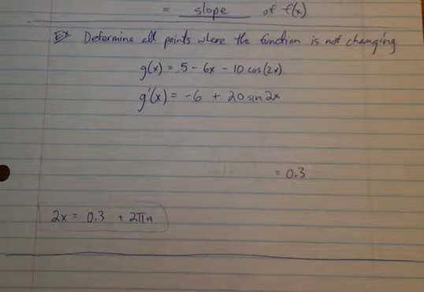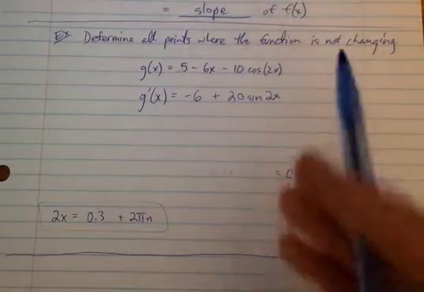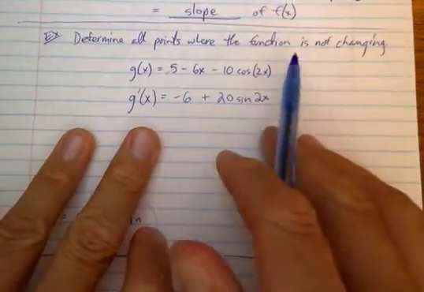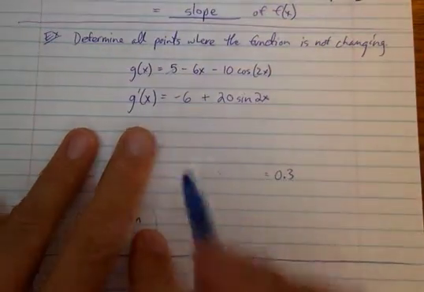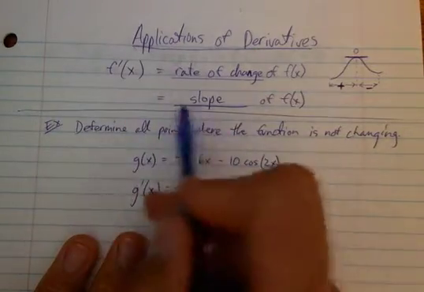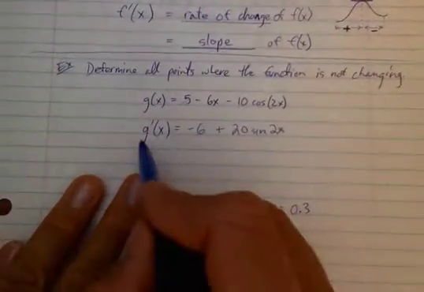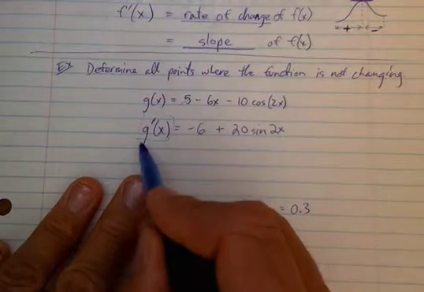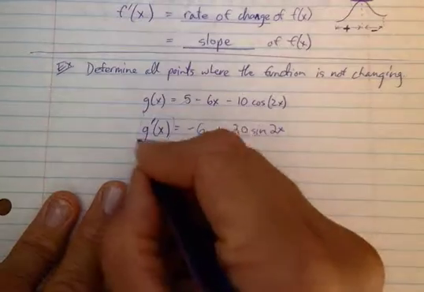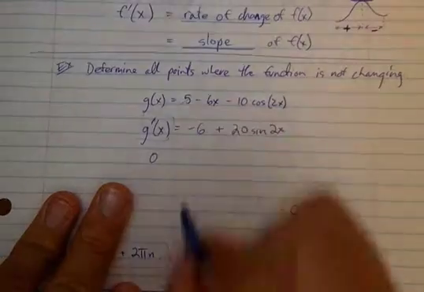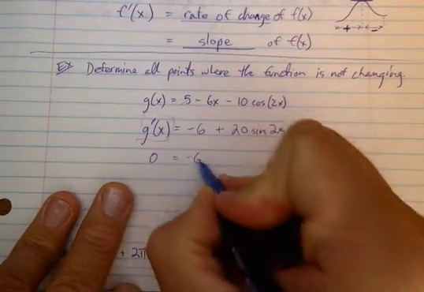All right, so if we want to know where the function is not changing, that's a place where the slope is 0. So how in the world do we find where the slope is 0 given this equation? Well, the derivative is the slope. That right there, that has a prime. That means that is a derivative. And by default, that is a slope. So we're trying to find where the slope is 0. So we set that equal to 0. And we get this.